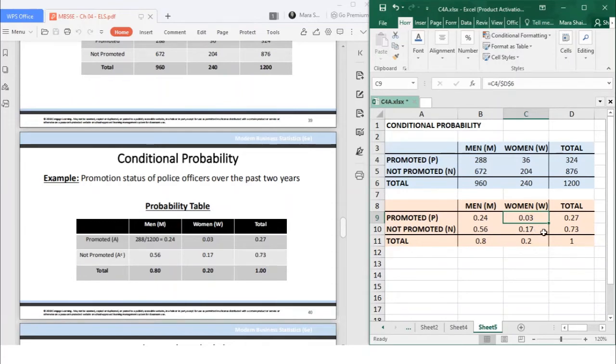So, the women argued that they are not being promoted because they are women, or that there is a lesser chance for women to be promoted. Now, the excuse of the administration is that fewer women are promoted because there are fewer of them in number, in comparison, 240 women versus 960 men. So, this is where conditional probability comes in.